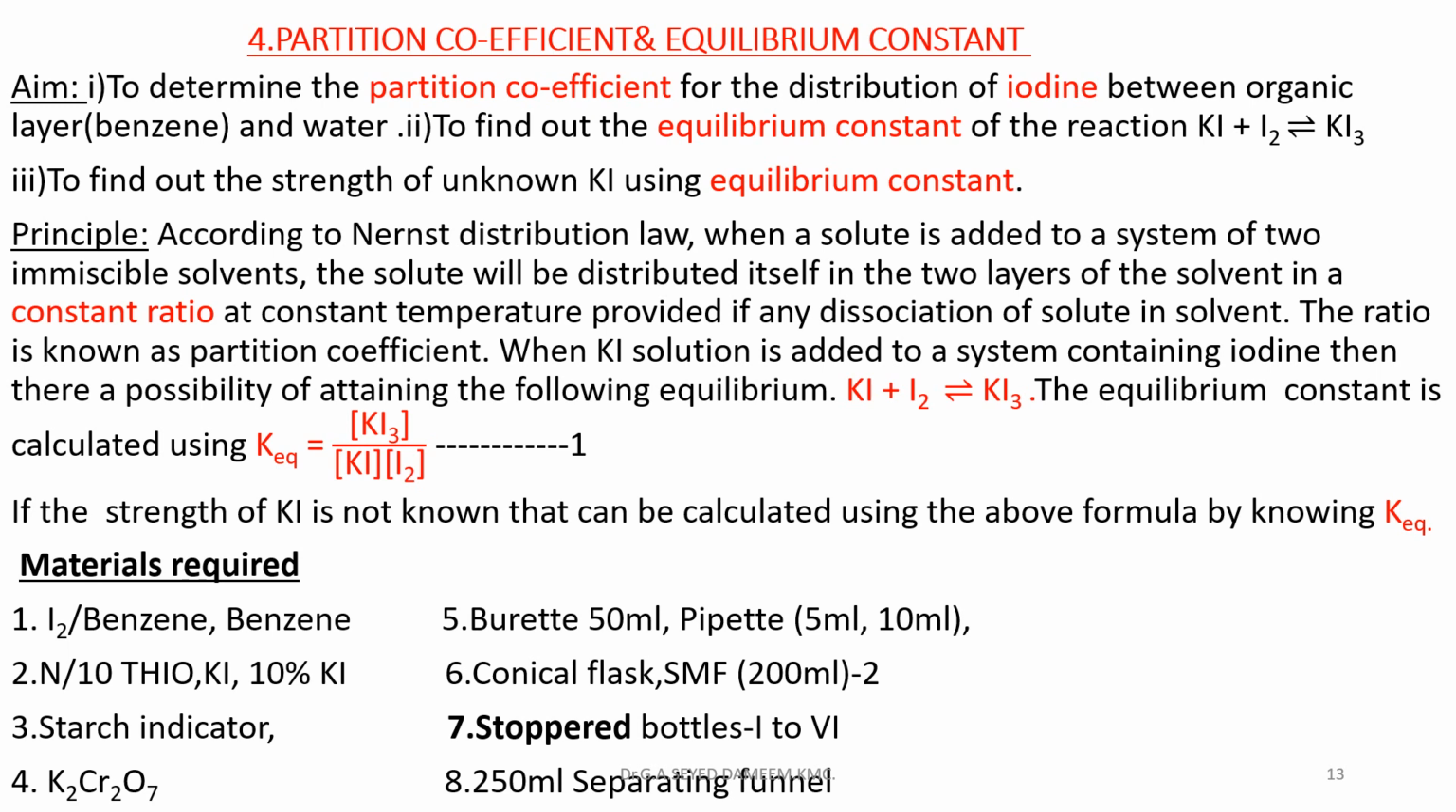Now the materials required for this experiment: iodine in benzene, pure benzene solvent, 0.1 N thio, 0.1 N KI solution, 10% KI solution, starch indicator, potassium dichromate salt, a 50 ml burette, 5 ml and 10 ml pipettes, conical flasks, and stoppered bottles numbered from 1 to 6, that is, 6 bottles.